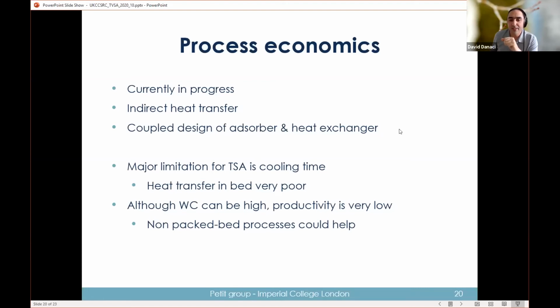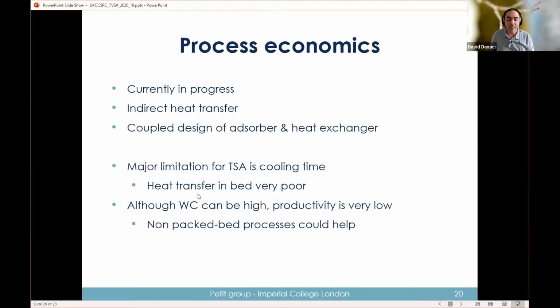So this coupling limits your freedom as to the size and number of adsorption vessels. If you need to transfer a certain amount of thermal energy, then you need to have the corresponding heat transfer area. And this is where the major limitation of TSA really comes in, and that's the cooling time. Packed bed style TSA has very poor heat transfer, and that's due to the heat transfer in the adsorbent, so in the bed. And this really results in a very long cooling time.